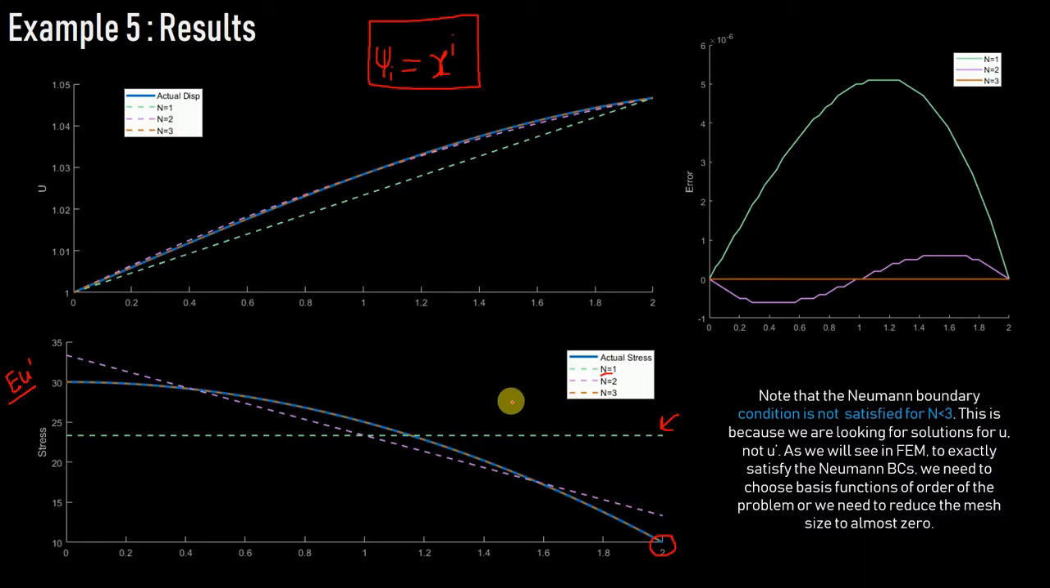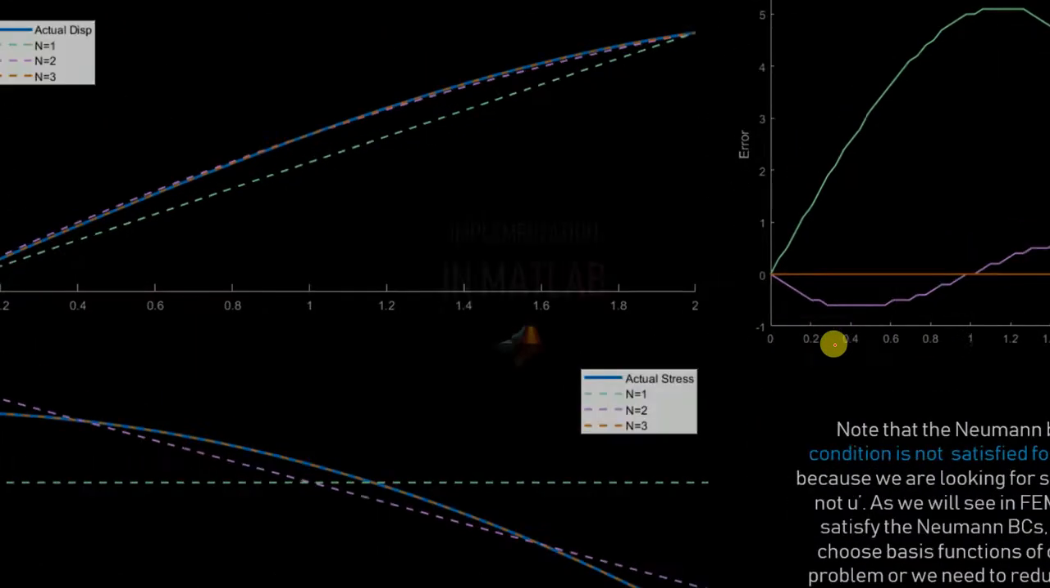Also note that the Dirichlet boundary condition at this point is satisfied by all n's, for the approximate solution corresponding to all the dimensions, because we constructed the boundary function to satisfy those. So at n equals 3, the error is completely 0. Now let us see how to implement this in Matlab.